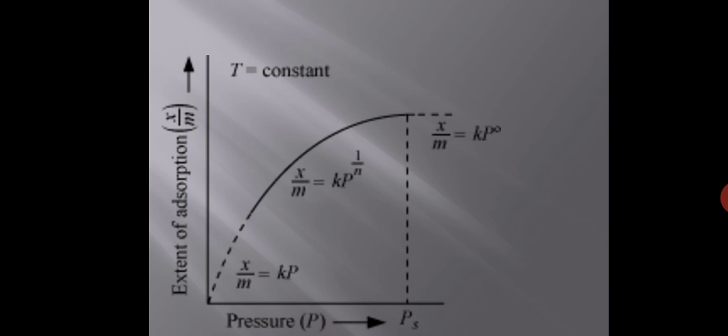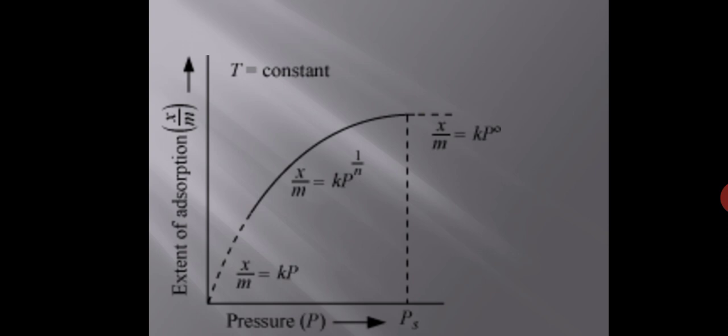When the pressure is low, the extent of adsorption is higher, so it is directly proportional. After that, at a saturated pressure, even if you increase the pressure further, the x by m value does not increase. That means the extent of adsorption does not change, it becomes independent. So in between, the power is fractional, between 1 and 0. Temperature is constant here, remember it is an isotherm. So the equation we get is x by m is equal to kP to the power 1 by n. This is known as the Freundlich adsorption isotherm.